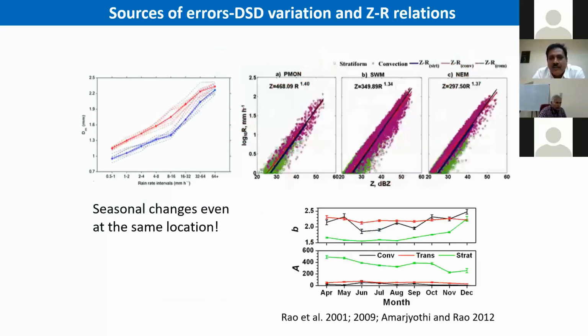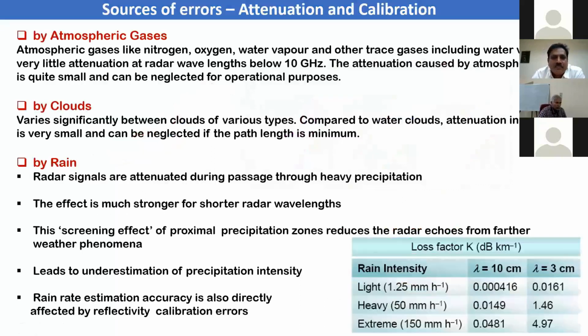Even in our region, we see large variations in the DSD, from season to season even within one region. You can see how the ZR relation coefficients vary as a function of month. So it's not unique, and we have to consider all these things.